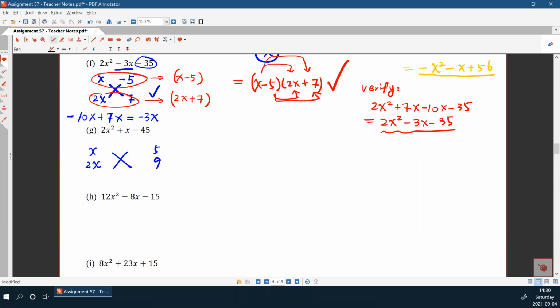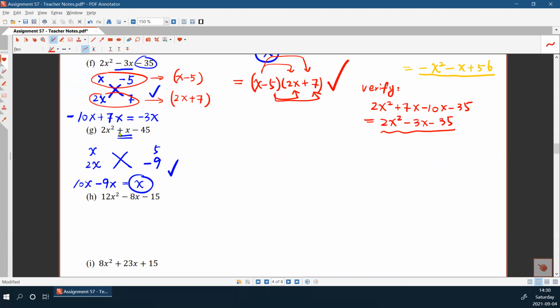So let's try 5 by minus 9 this time. 2x by 5 is 10x, and x by minus 9 is minus 9x, right? So 10x subtracted by 9x is x, which is exactly the term in the middle. So in this way, it's working.